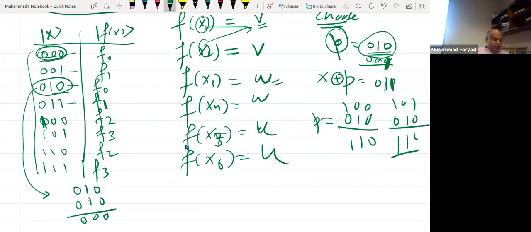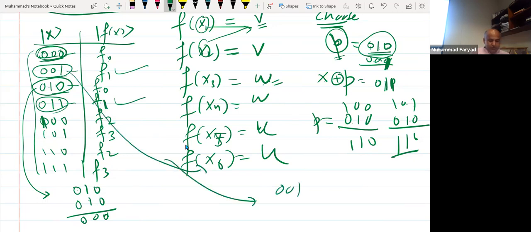So it doesn't matter whether you XOR this P string with 0 0 0 or 0 1 0, they both map to each other. Similarly, we have the same output for 0 0 1 and 0 1 1, and you can see that if I add P to 0 0 1, I get the second input. And if I add P to this second input 0 1 1, 1 plus 0 is 1, I get 0 0 1 again. So there is this symmetry.